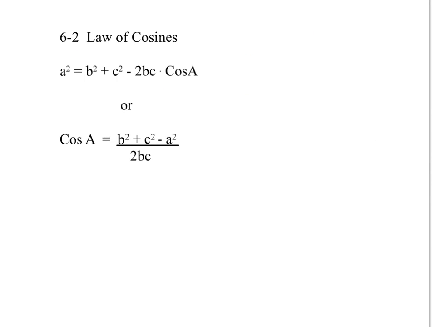But the law of cosines is this: a squared, any one side of an oblique triangle, is equal to b squared plus c squared minus 2bc times the cosine of A. If we solve this for cosine A, we get cosine A is equal to b squared plus c squared minus a squared all over 2bc. If you only want to memorize one, I would suggest this one here because it's more like the Pythagorean theorem than the other one. I would rather have you just memorize the one thing because this will always take care of everything we need to know.